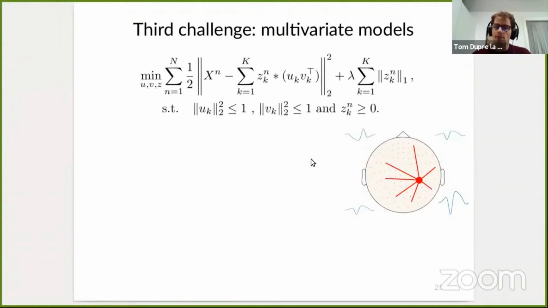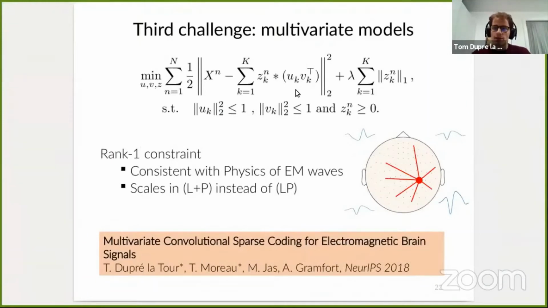And the way we propose to use that is to change each atom to be rank 1. So it means that it's now an outer product of 2 one-dimensional vectors, and U will correspond to the temporal vector, the temporal waveform that we see here, for example, and V will correspond to the spatial pattern over channels. So how this particular waveform is spread over channels and with which amplitude and which polarity. So now we have an optimization where we need to solve for the three, U, V, and Z, but it's not so much more complicated. And this rank 1 constraint has different advantages.